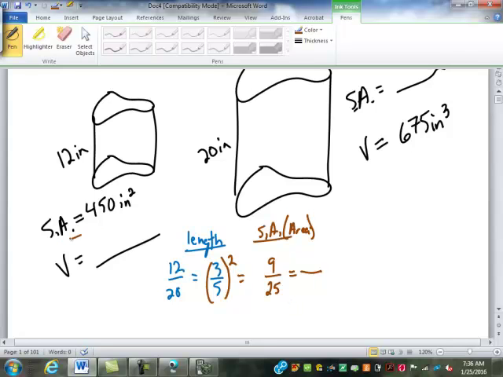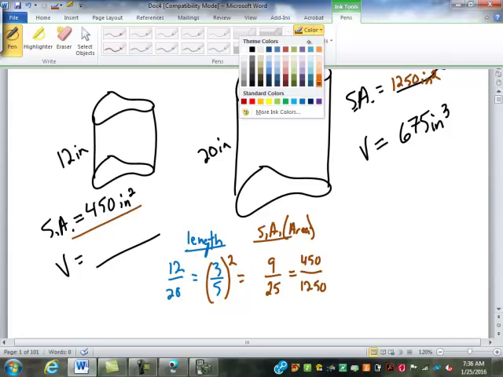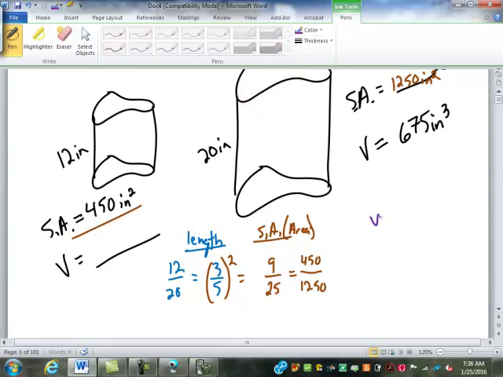And where does the 450 go? Top, because it's the smaller one. We'll cross multiply and divide to get 1250. You got it. Good deal.